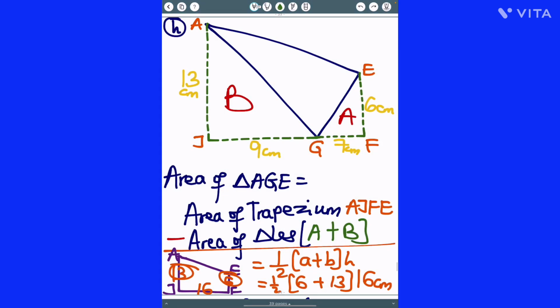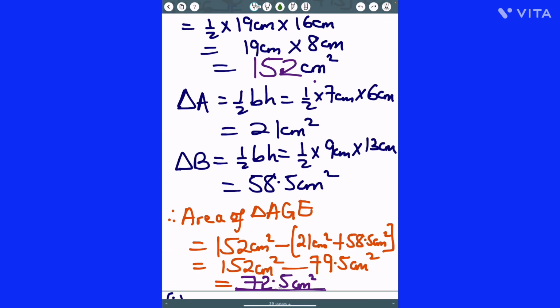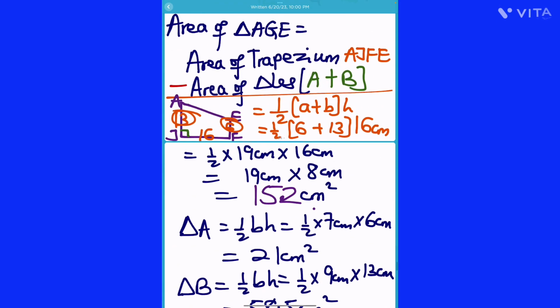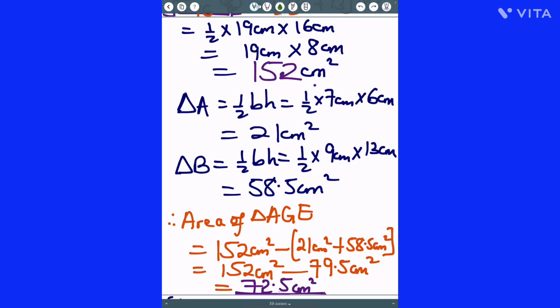Here, if you look at the shape where this side is 6, this side is what? 13. This is the perpendicular height, 16. So that clears the area of the trapezium. So half times 19 times 16 will give me 152 centimeters squared. I'll keep that on one side, 152 centimeters squared.